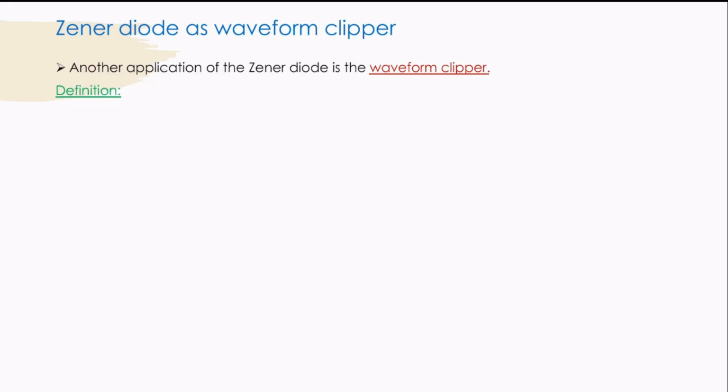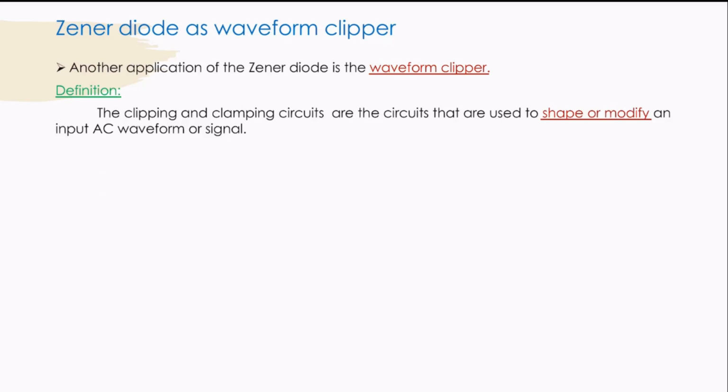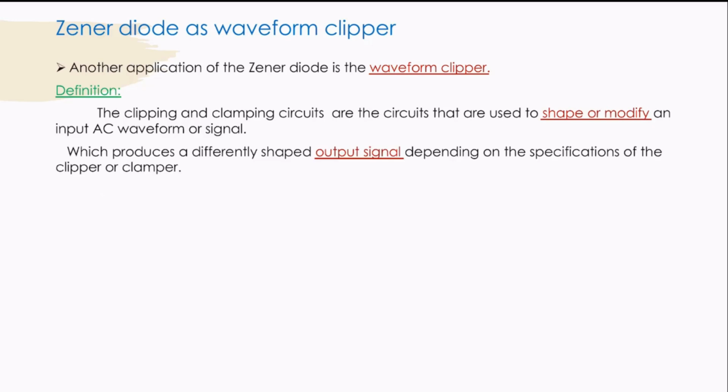The next application is the Zener diode as a waveform clipper. This is another application of the Zener diode. Now let us see how we can define the clipper or clamper circuits. The clipping and clamping circuits are circuits that are used to shape or modify an input AC waveform or signal, which produces a differently shaped output signal depending on the specifications of the clipper or the clamper.